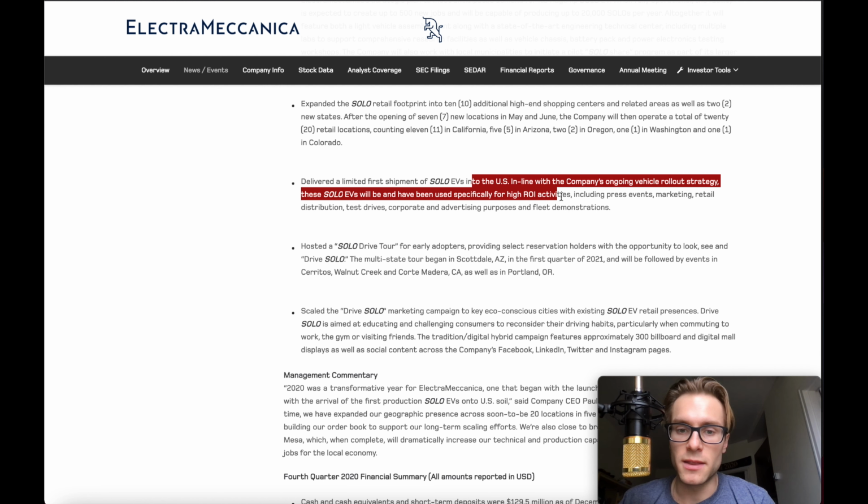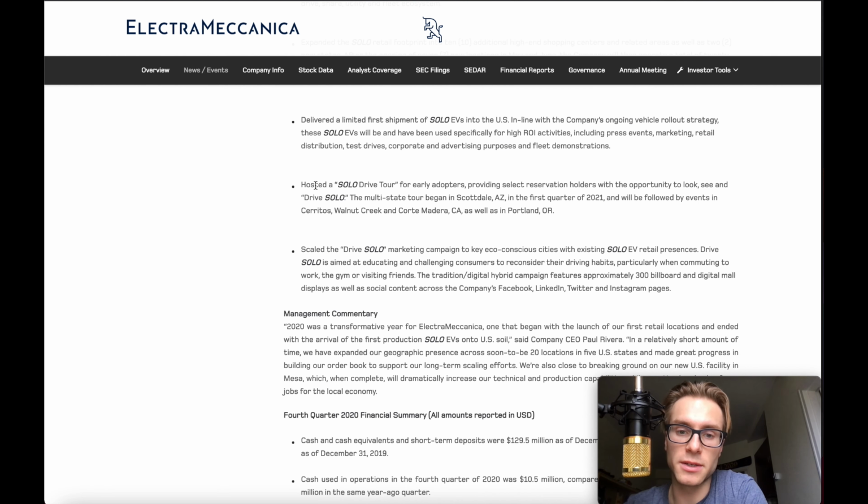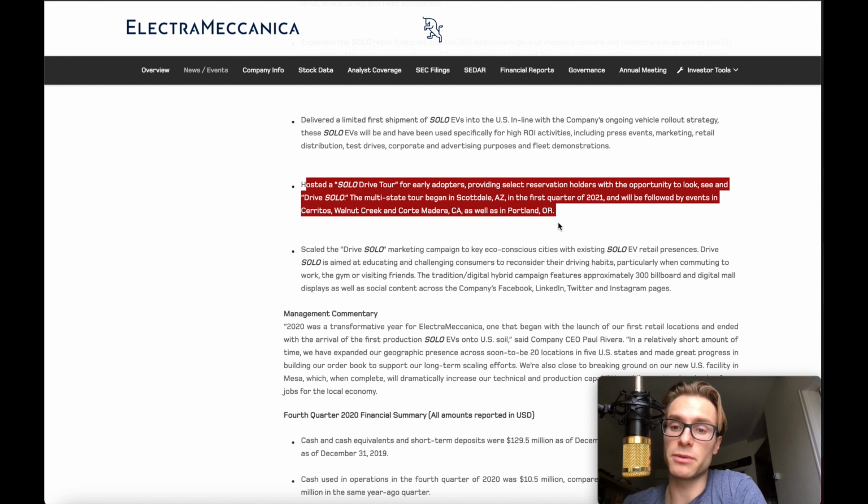So again, these EVs will be used specifically for high ROI activities, including press events, marketing, retail, distribution, test drives, corporate and advertising purposes, and fleet demonstrations. They also hosted a Solo drive tour for early adopters, providing select reservation holders with the opportunity to look, see, and drive Solo. The Mesa state tour began in Arizona and Scottsdale in the first quarter of 2021, and it will be followed by events in Cerritos, Walnut Creek in California, as well as in Portland, Oregon.